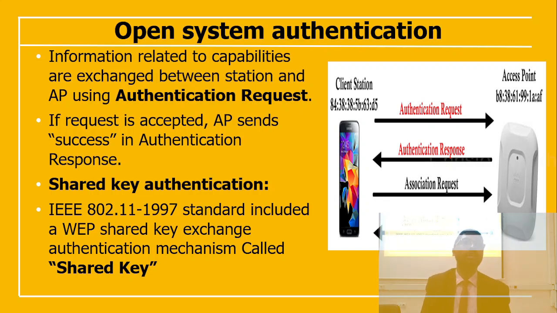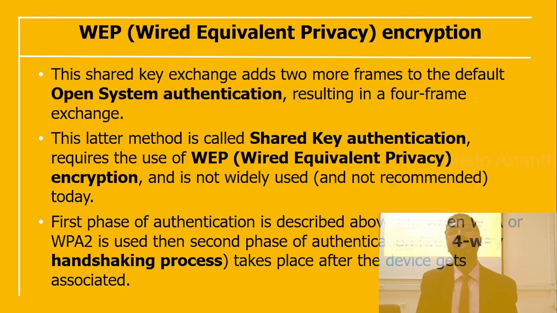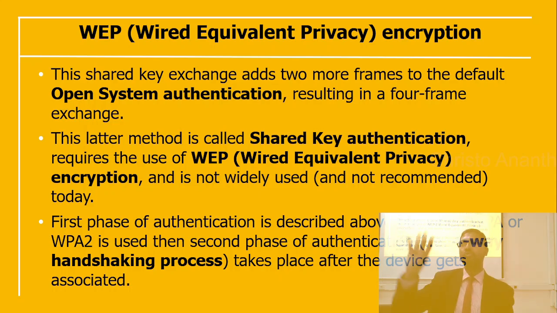Then you have shared key authentication. The IEEE 802.11 1997 standard we discussed in the last class included WEP, with an authentication mechanism called shared key. This shared key exchange adds two more frames to the default open system authentication, giving a 4-frame exchange. You can call this method shared key authentication, which requires the use of wired equivalent privacy, WEP encryption, and it's not widely used or recommended.